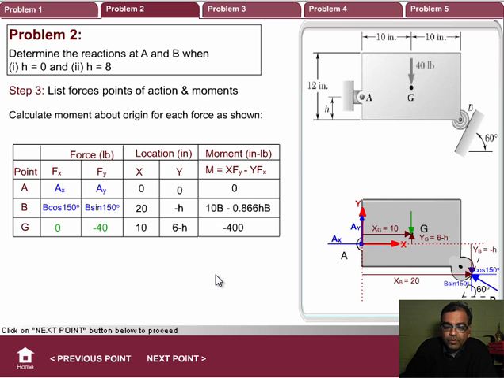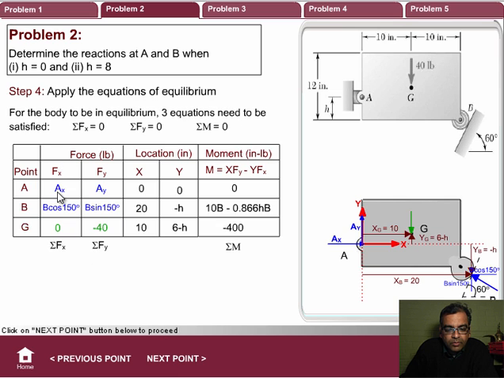Then what do you do? It's pretty easy. What we do is we sum all the columns. I'm going to sum these three, set it equal to 0 because that's the net force in the x direction, net force in the y direction, net moment on the body. So sum this, set it equal to 0, sum this, set it equal to 0, sum this, set it equal to 0. So let's see what we get.